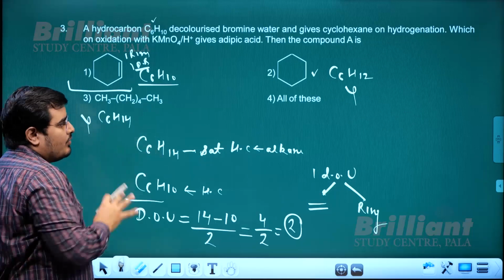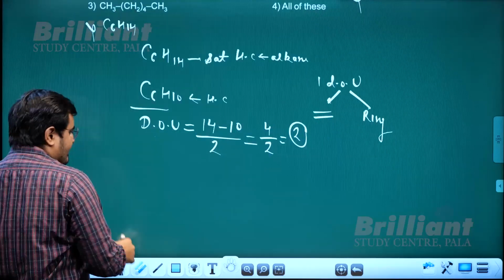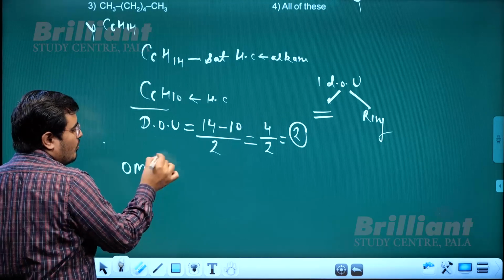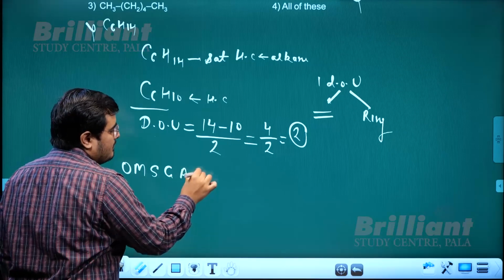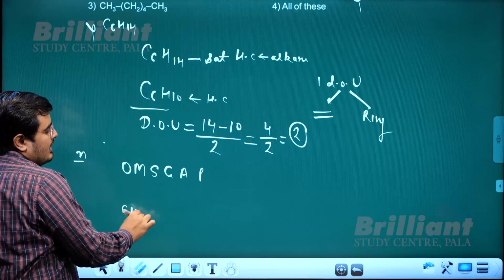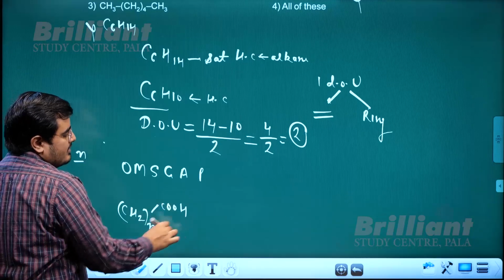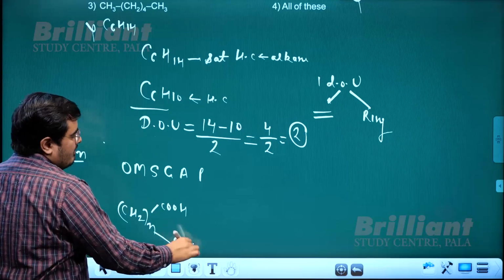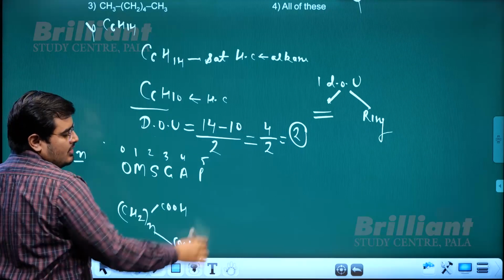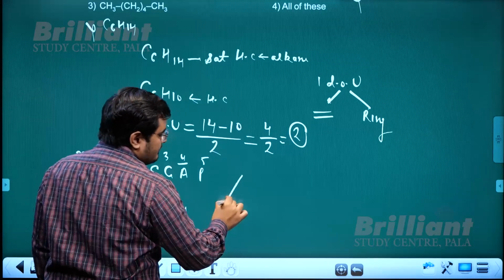So that is one way to eliminate the other option. Next will be adipic acid. I have told you dicarboxylic acids have the general formula HOOC-(CH2)n-COOH, where the n value here is 0, 1, 2, 3, 4, 5. So for adipic acid, there will be 4 CH2 groups in between.